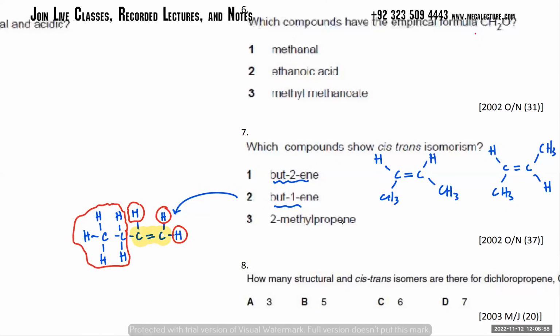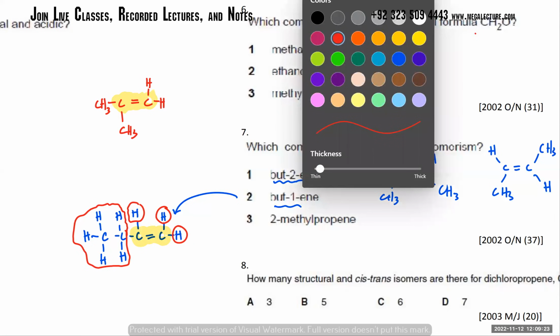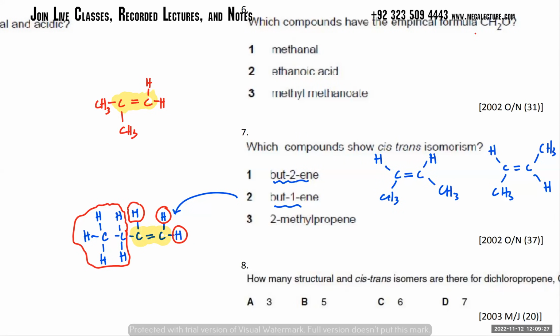Propene is a double bond. 2-methyl means 1 carbon on the second one. So you do have a double bond. This one will have 3 H's. This one will have 3 H's. This one will have 2 H's. So again, you've got a double bond, but will that double bond show cis-trans? Is it or isn't it? Sir, that means both sides should have 2 different groups attached.